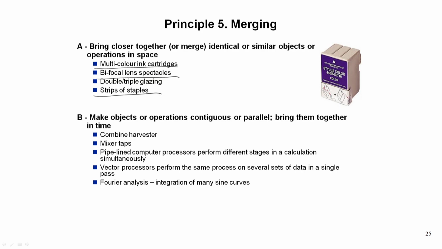Make objects or operations contiguous or parallel, bring them together in time. Combine harvesters or mixers, or a pipeline computer processing system for different stages of calculation, vector processors, Fourier analysis itself. So, operations contiguous or parallel, bring them together in time, parallel processing. Okay. So, this is the example of principle 5, that is what is called merging.